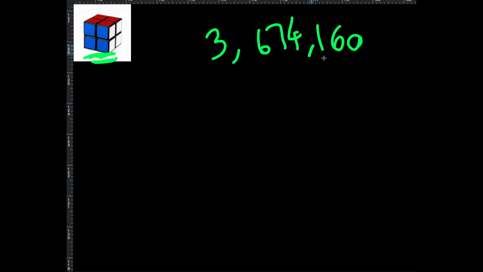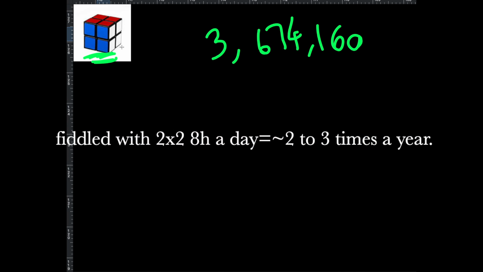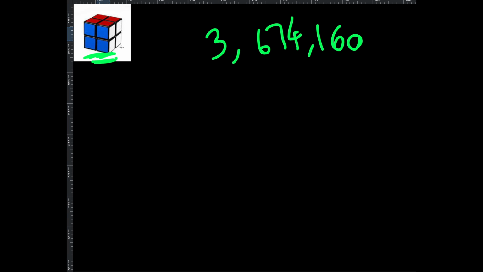If you fiddled with the 2x2 continuously, randomly, 8 hours a day, you'll solve it by pure chance, roughly 2 or 3 times per year. Assuming your cube or your wrist doesn't break in the meantime. Mind you, 4 months to solve the 2x2 cube is somewhat slower than the world record.